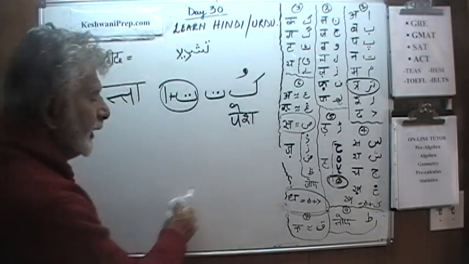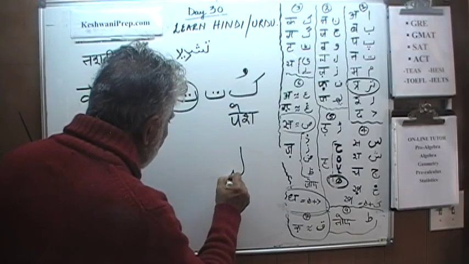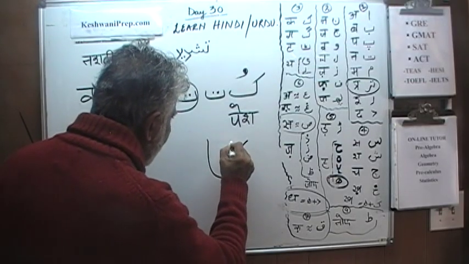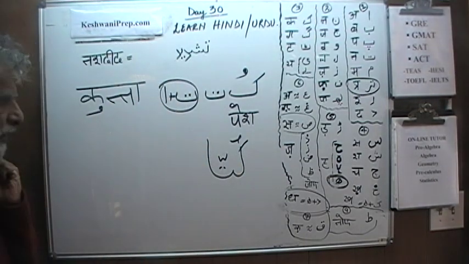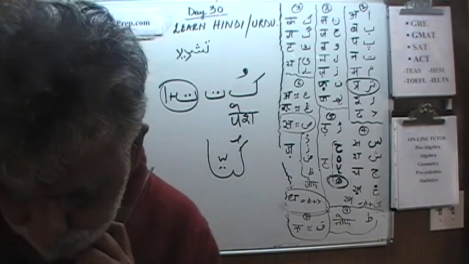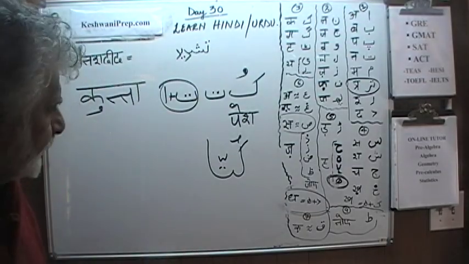Let's put them together, shall we? Let's put them together in Urdu. It's actually very simple. Ku, ta, and then another ta. There you go. That's it. We're done. Kutta. Kutta is a dog. Let's do one more, shall we?